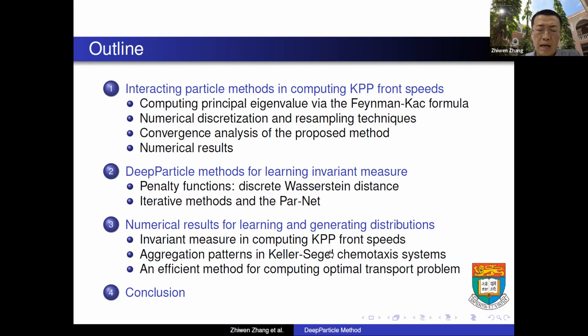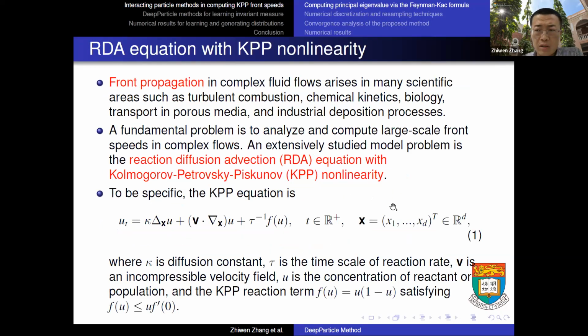And the third part is some applications of this DeepParticle method, such as using this method to compute KPP front speed, invariant measures, and also to learn and generate some aggregation patterns in the Keller-Segel system, and also some byproduct results and conclusion. So that's my plan. Let me quickly move to the first part. This first maybe 15 or 20 minutes is not machine learning at all, but I give you some motivation, so I will do it quickly.